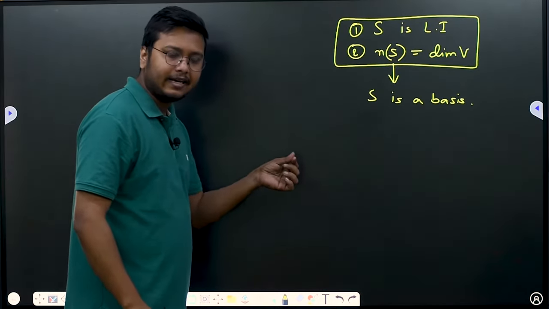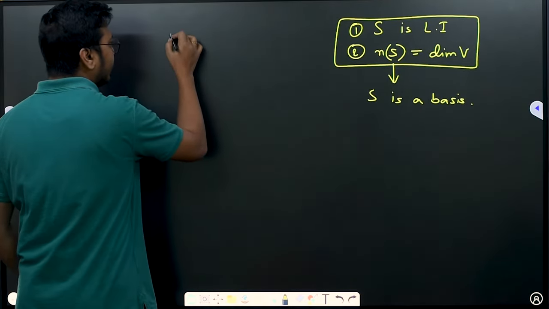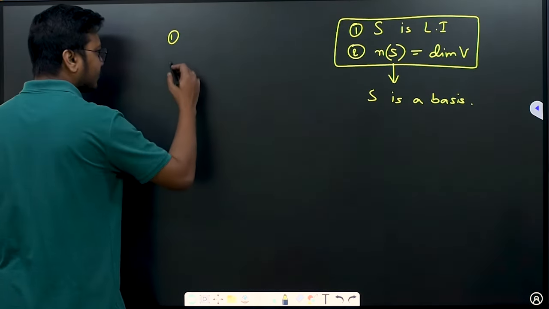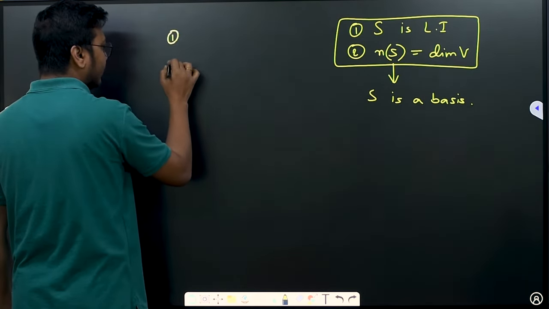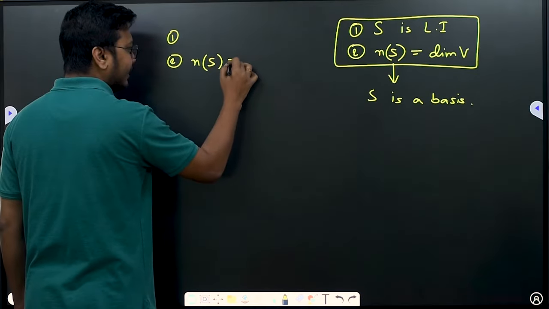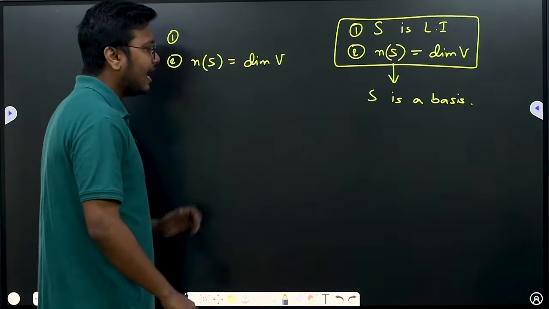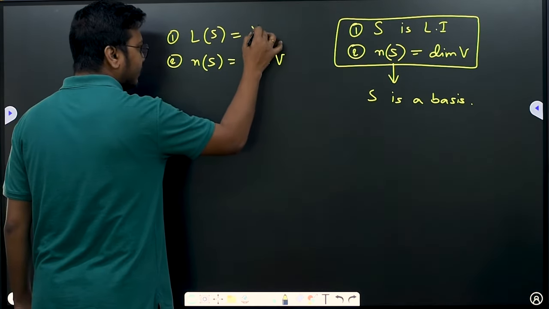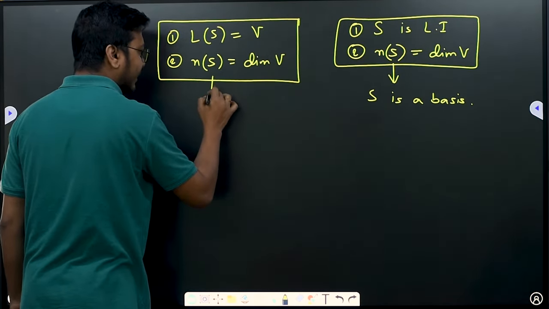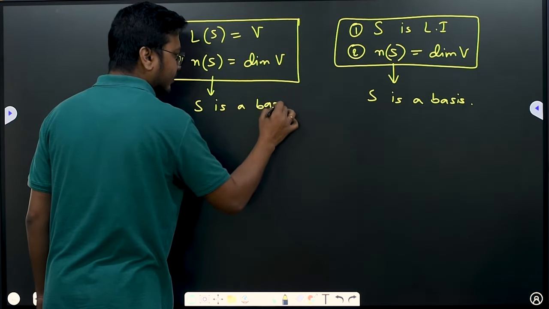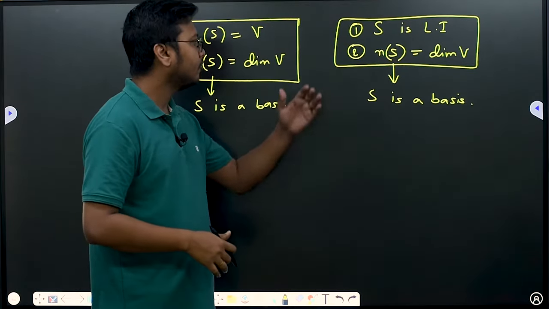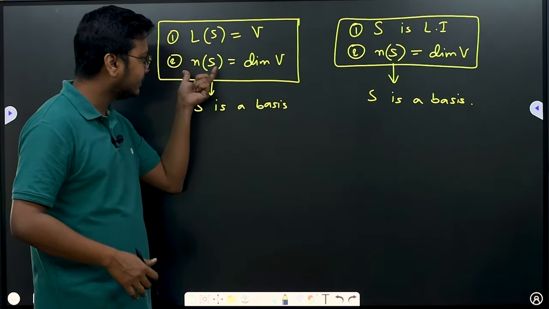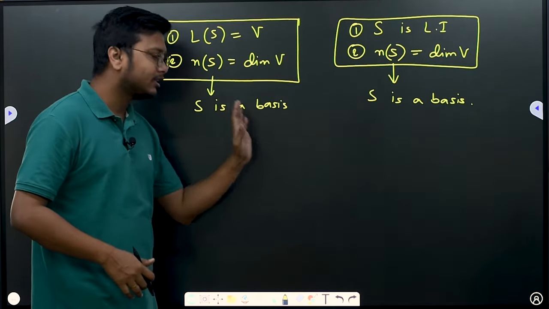Now I'm saying an additional one, an alternative version actually. What would happen if I don't say S is linearly independent? The second property remains the same, that the cardinality of the S set is matching the dimension. And instead of saying that S is linearly independent, if I say that L of S is equal to V, then also we can say that S is a basis. So the linear independence property is not required. Instead I can say L of S equals V, and along with the same second property, the cardinality of S equals the dimension, S would form a basis.